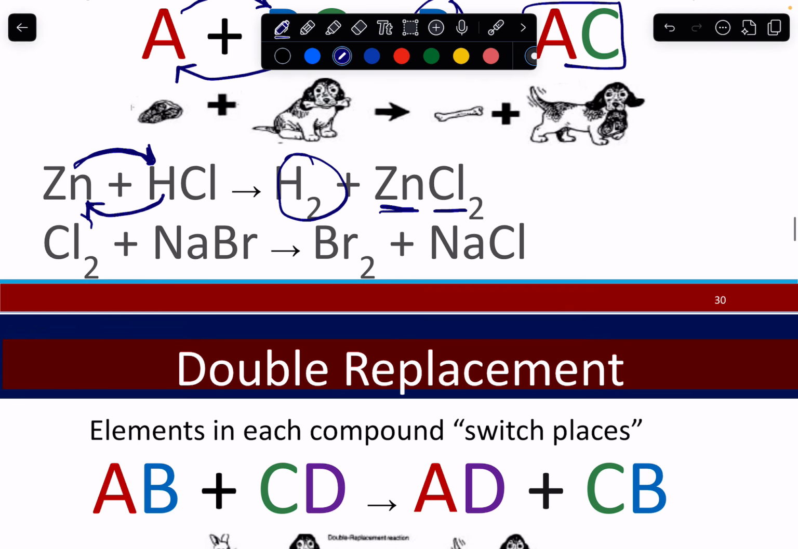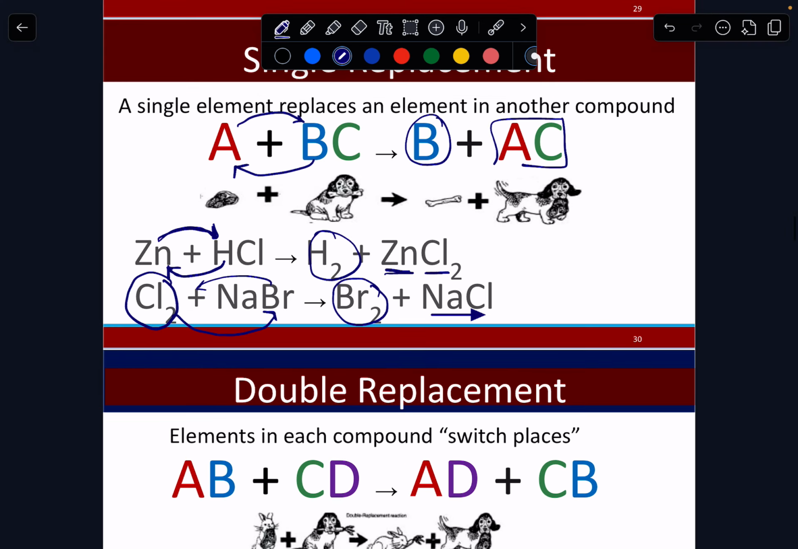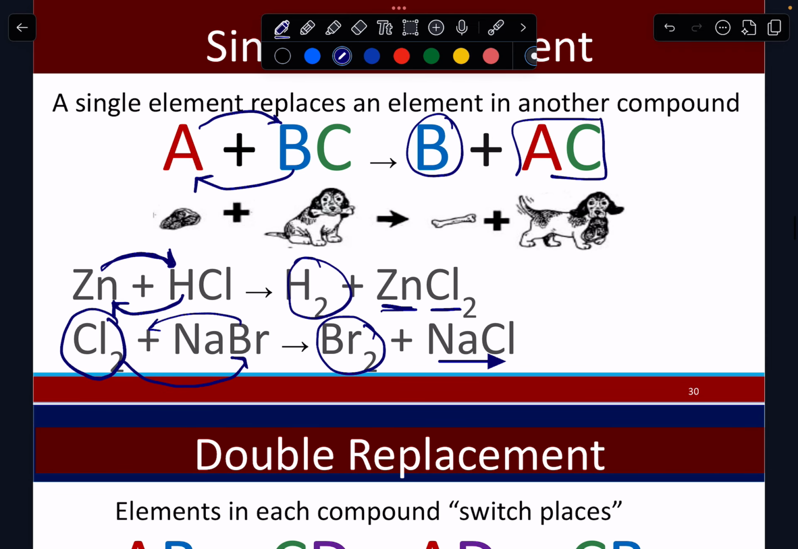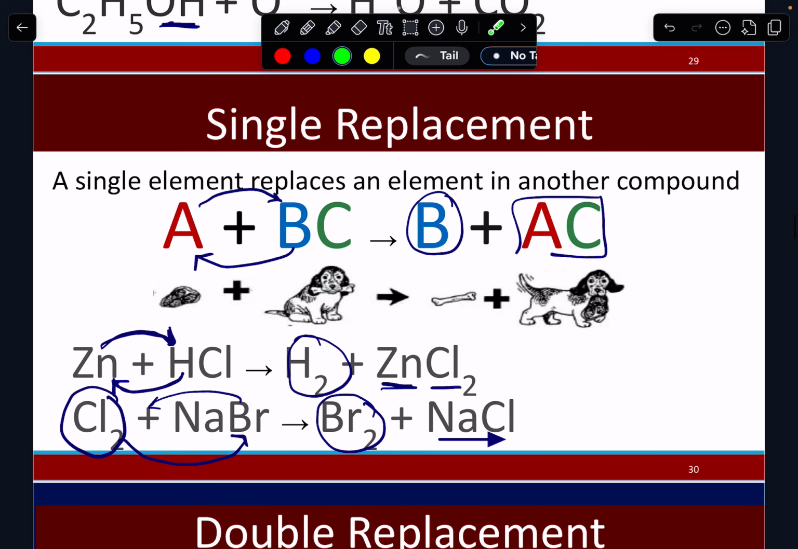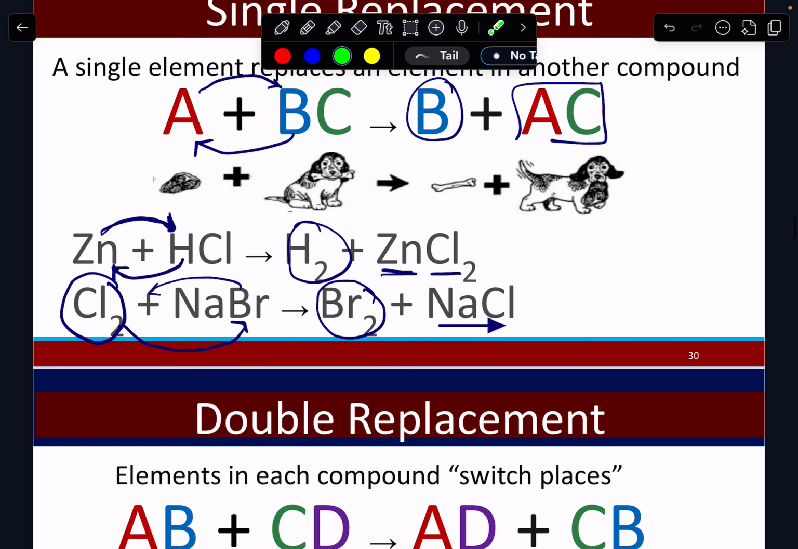You'll notice here chlorine is going to replace bromine so that it can be partners with sodium. So now sodium and chlorine are together, and bromine got kicked out. And so now bromine is by itself. Again, that is a single replacement where a single element replaces an element in another compound. Make sure you write that down in your notes. Pause this as you need to.